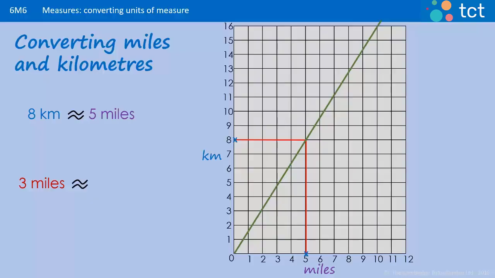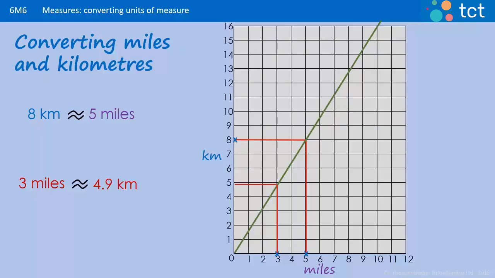So for example, I want to know 3 miles, how many kilometres is that? So from 3 miles at the bottom, I draw a line until it hits that diagonal line, and then I draw a line across from there to the kilometres. Remember this is approximate, it's not exact. That looks like it's about 4.9 kilometres. If you've put 4.8, that would be perfectly fine.